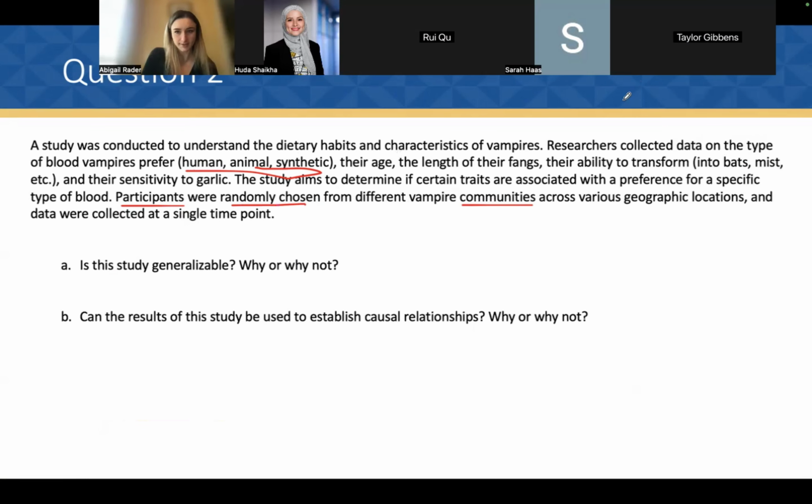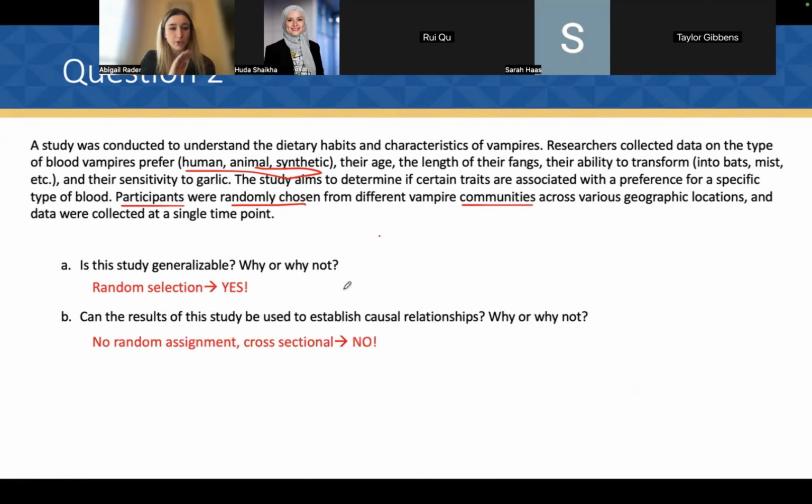So I don't know how much you guys remember this, but basically if we have a random selection, so the participants are chosen at random, it almost doesn't even matter where they're chosen from, as long as they're selected randomly, then we say it's generalizable. If we have random assignment, so where we have specific groups and people are randomly put in one or the other, then we can say it's used to establish causal relationships.